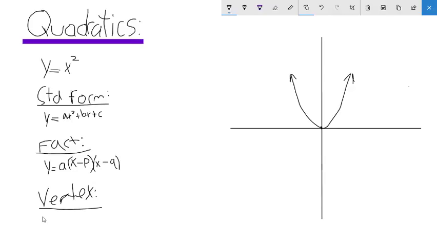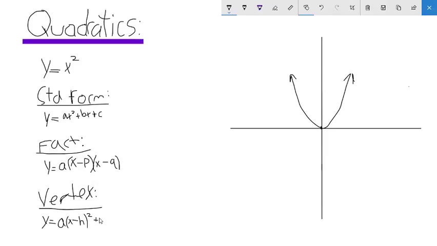But right now let me just show you the vertex form, which is also y equals, and then we're going to start off with the a, and then we're going to have in parentheses x minus h, whole squared, because we still need that squared term. That way we can make it a parabola, not a linear function, plus k.